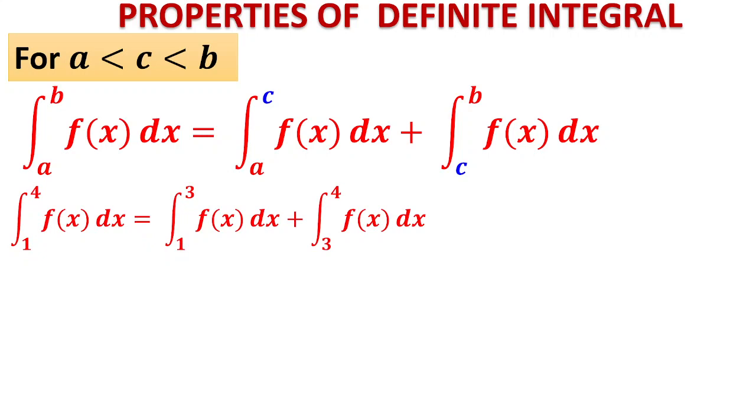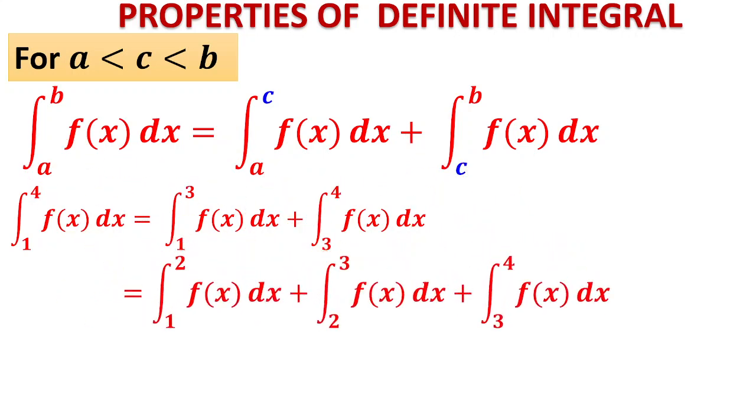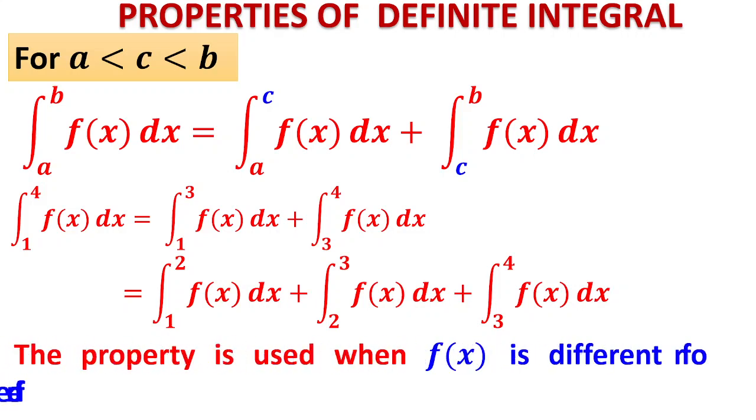Suppose I take 1 to 4 f of x dx, I can split it at any place between 1 and 4. Let me split at 3: 1 to 3 f of x plus 3 to 4 f of x. Once again, this 1 to 3 can be written as 1 to 2 plus 2 to 3, and again plus 3 to 4. This 1 to 2 can be split as 1 to 1.5 and 1.5 to 2, like that. Normally, this property is used when f of x is different for different values of x. We will see that in problems now.